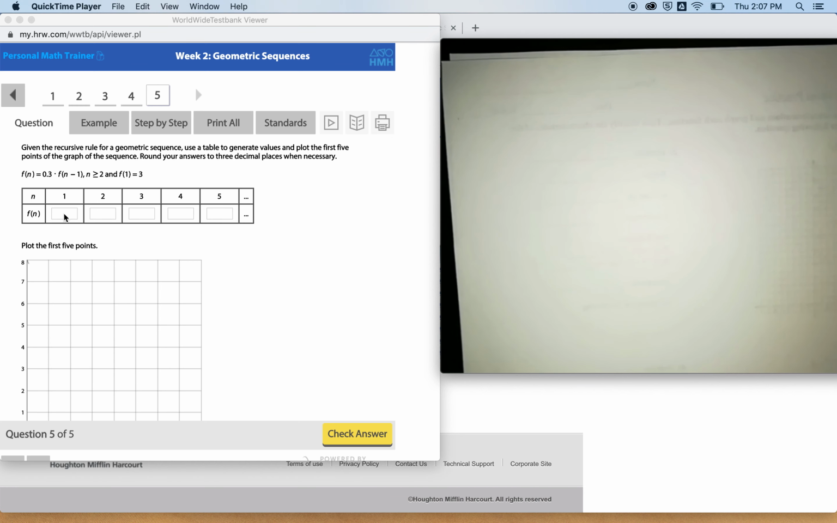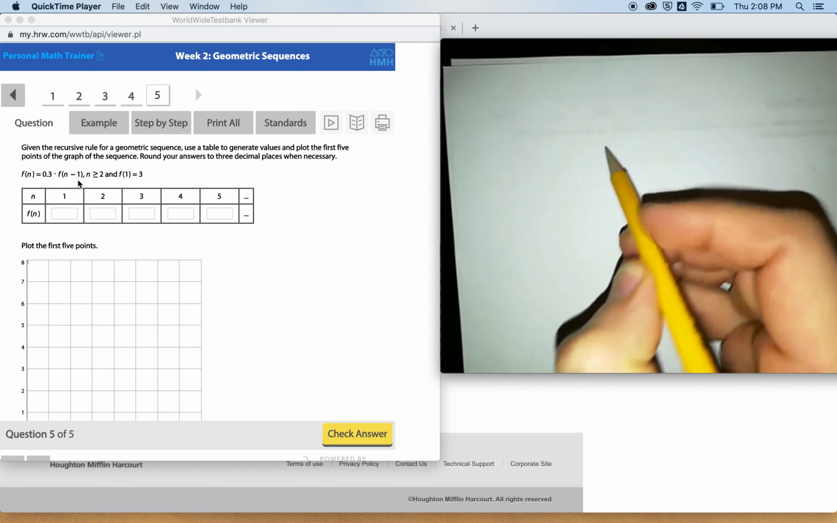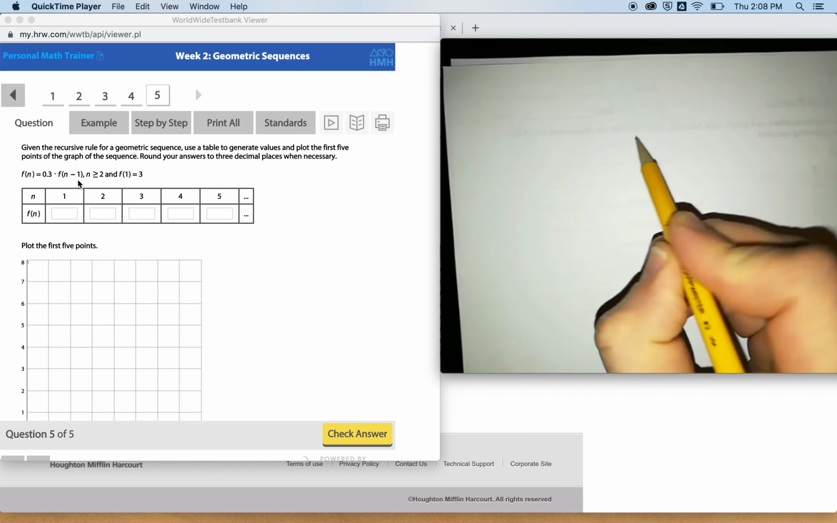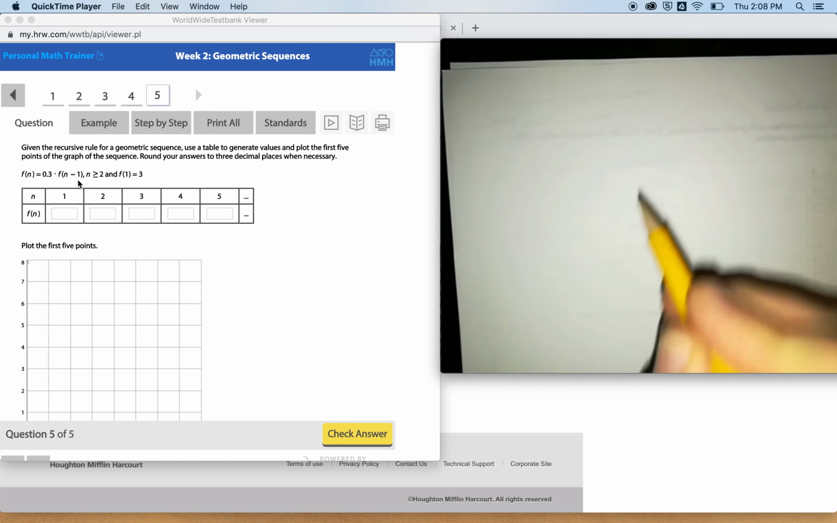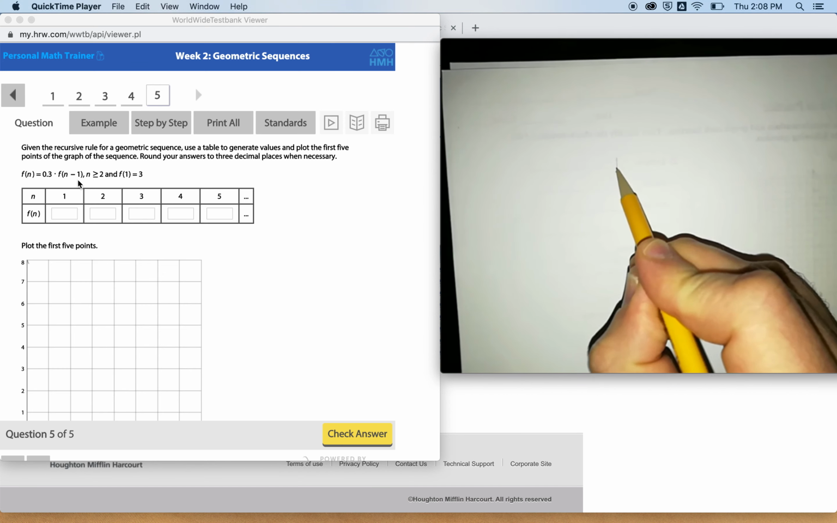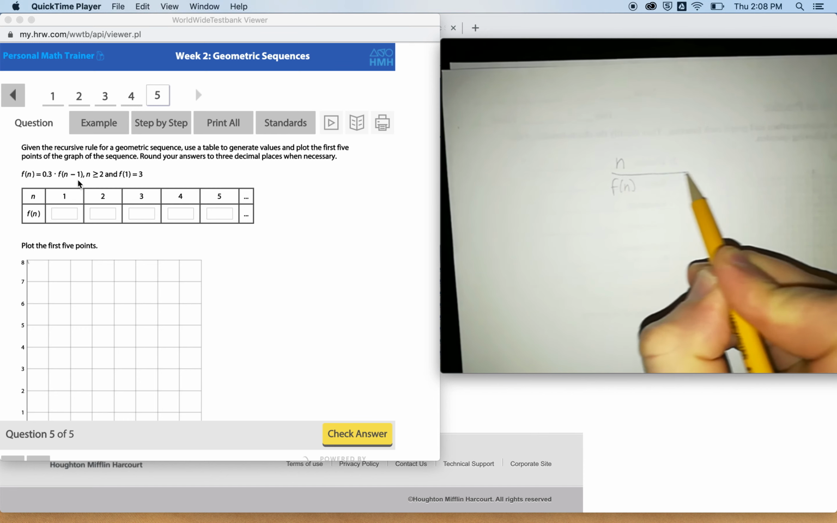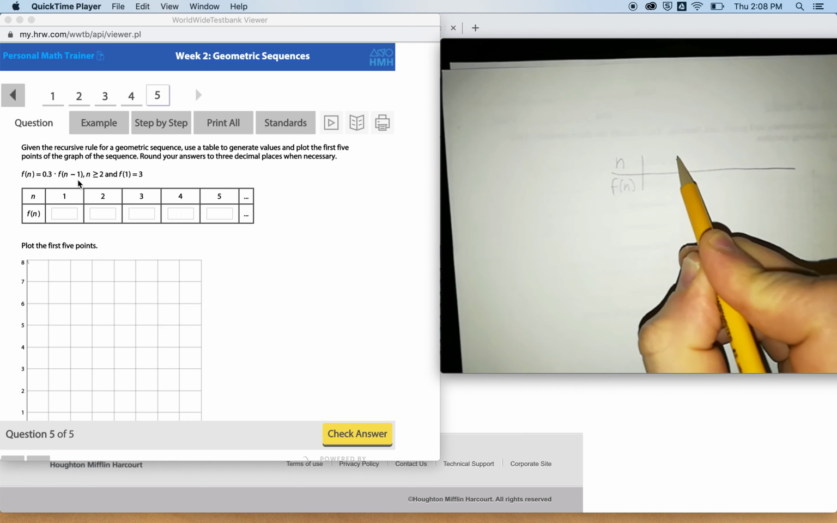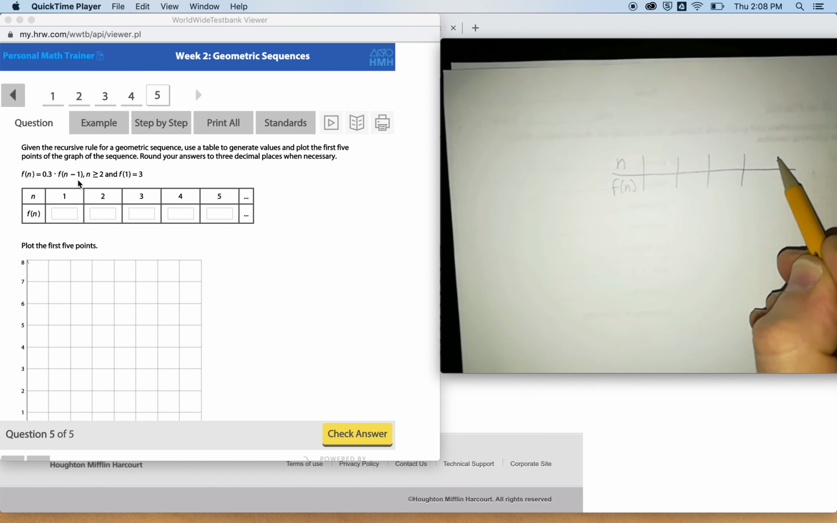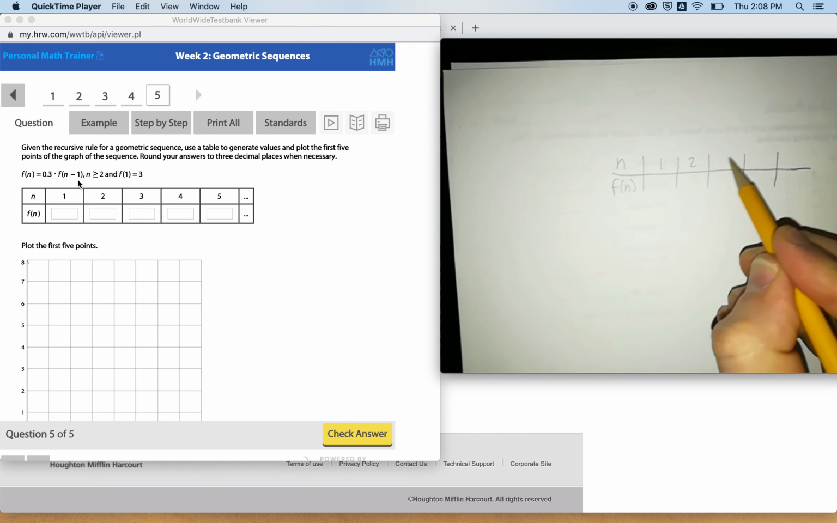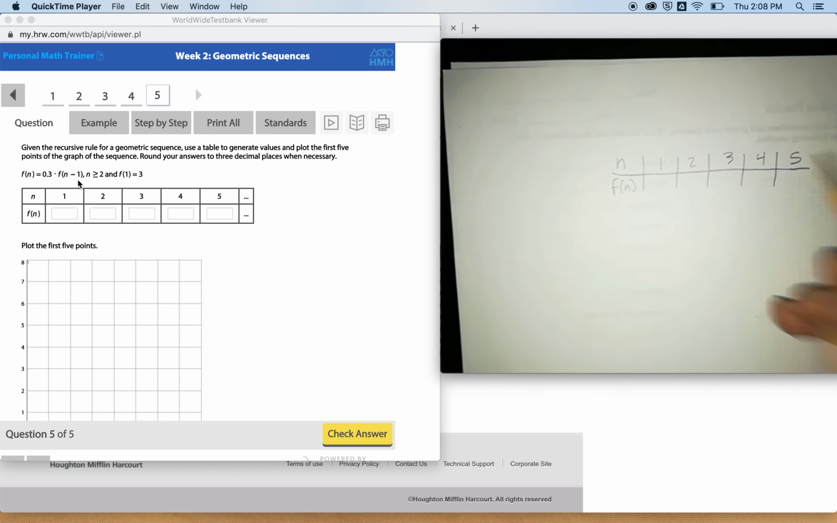All right, so here's my recursive rule. The first term, we just write down the table here. Yeah, I'm a person that likes to do things on paper. This one maybe you could just kind of do on the calculator. That's fine, but it just really helps for me to have it down, to think about it.